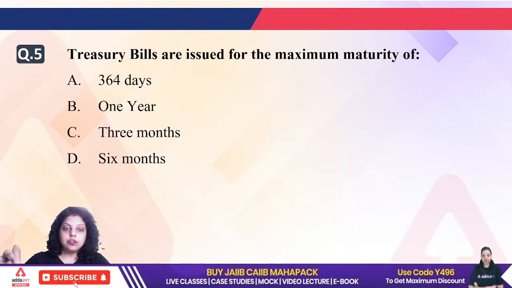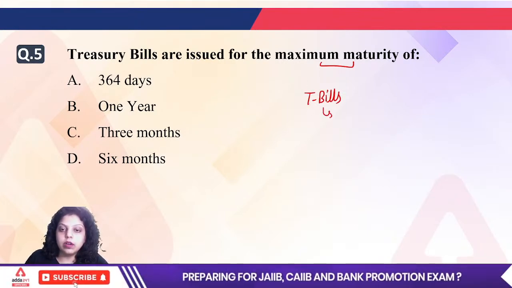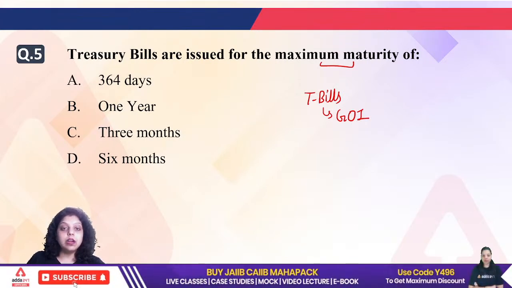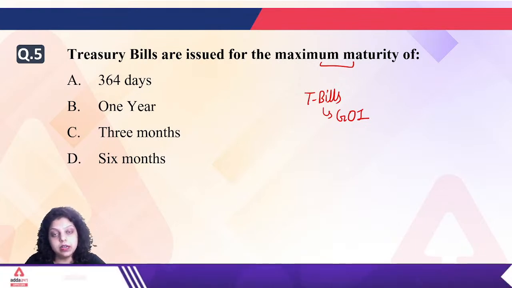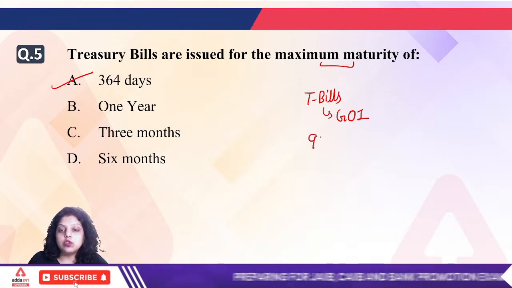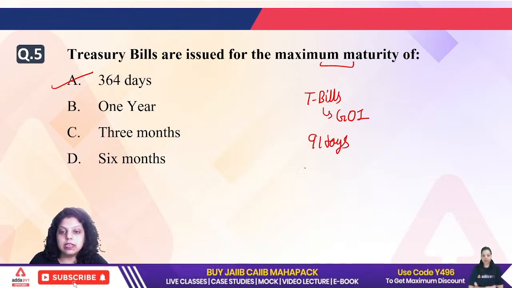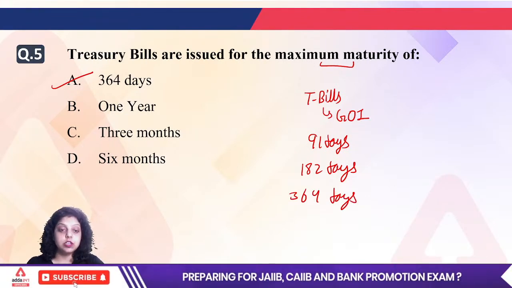Next, treasury bills are issued for the maximum maturity of. First of all, T-bills or treasury bills are securities of the Government of India. T-bills are known as short-dated securities of the government because they are for less than 1 year. So the right answer will be 364 days. T-bills are issued by the Government of India right now for 91 days, 182 days and 364 days. These are the three types of treasury bills issued by the central government.